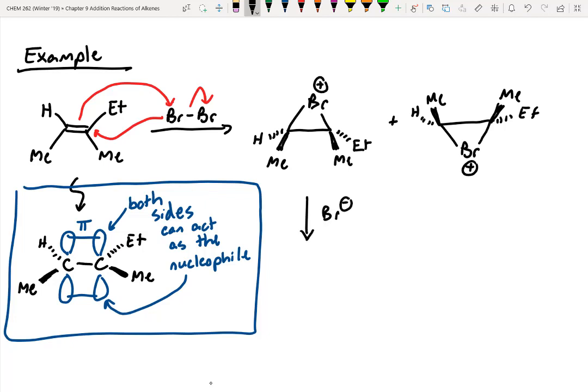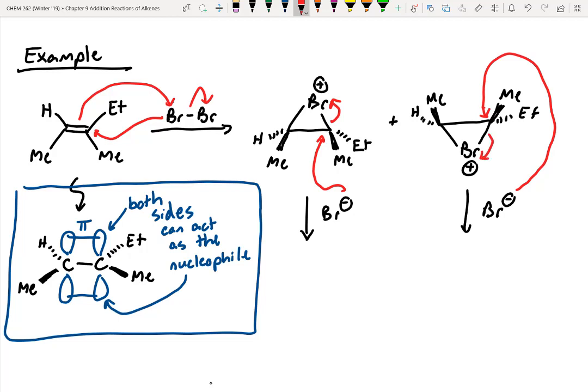All right, we've got bromide still floating around. What's the relationship between those two intermediates? What do you think? Are they the same? I wouldn't say they're the same. They're enantiomers of one another. So they're not identical intermediates, so we do need to account for both of them. But let's just show the next step. So this bromide could attack from underneath, slingshot this open. This bromide could attack on top, slingshot this open.